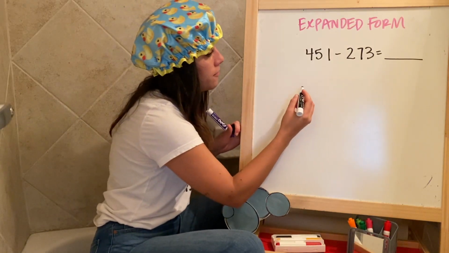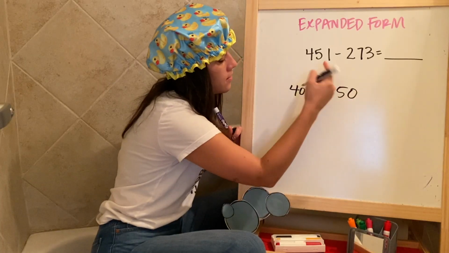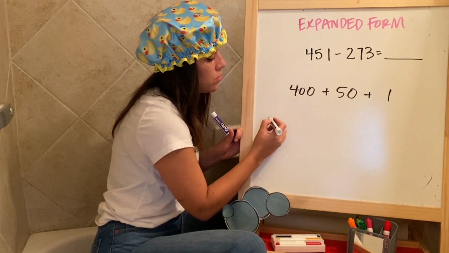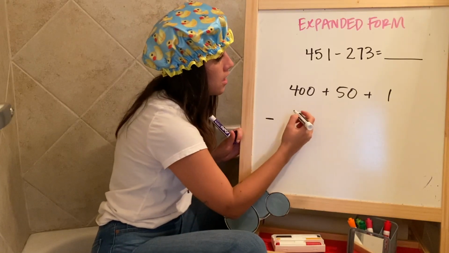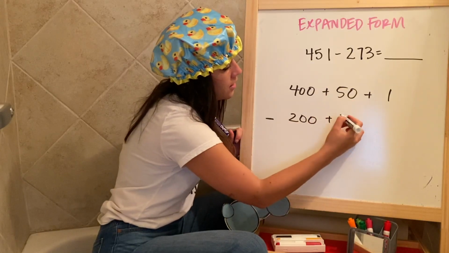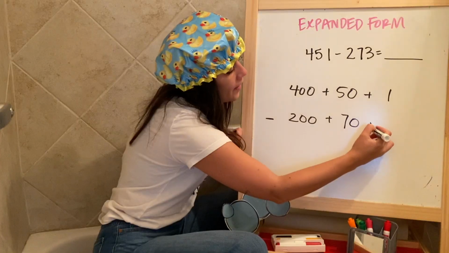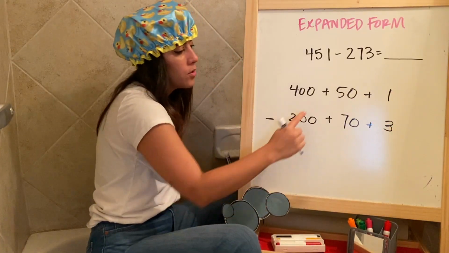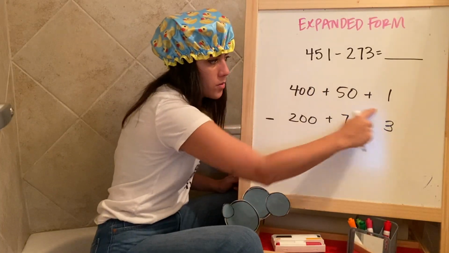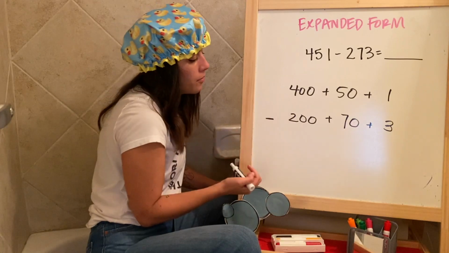So 451, I have 400, 4 in the hundreds, plus 50 because it's in the tens, plus 1, still the same. Then I'm going to subtract, we're not adding, we're subtracting. I have 2 in the hundreds place, so 200, plus 7 in the tens place, that's 70, and then plus 3 in the ones. The reason I'm adding them is because 400 plus 50 plus 1 is 451. So that's why we're adding this way, but we're actually going to subtract this number from here, right?